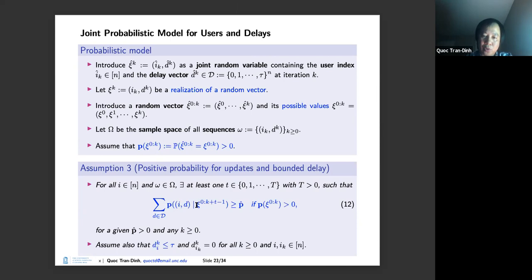So one of the assumptions that we require here is that the probability of updating each user within a certain number of iterations should be positive. Meaning if we fix the number of iterations up to t, then in that range, the probability of updating each user must be positive. And of course, the delay vector should be bounded as well. So we will not handle the case when the delay is unbounded. There are some works that handle the case when the delay is unbounded, but with the probability decreasing exponentially.